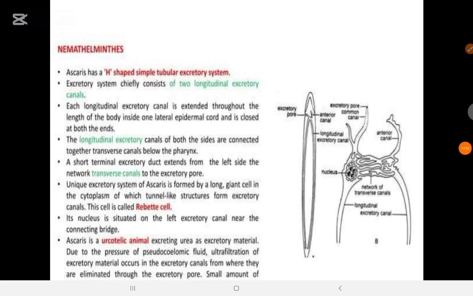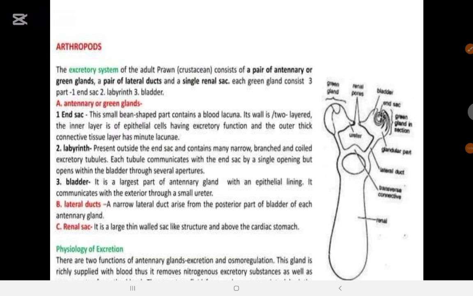So that's that about the... So nematodes are uricotelic, and they use an H-shaped excretory system. H-shaped. It's usually asked. Don't forget, nematodes are the ones that use H-shaped cells.